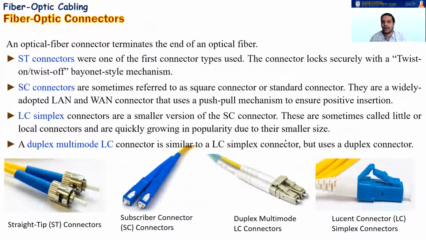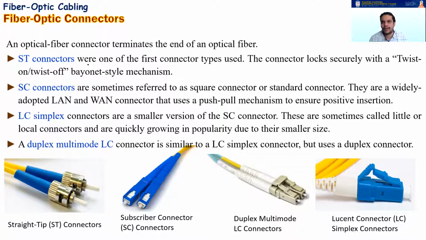So these are the different fiber optic connectors that we are talking about. And if you see, there are primarily four different types of connectors that we use. An optical fiber connector terminates the end of an optical fiber. As I said, the four different connectors are, one of them is the ST connector. We also call it the straight tip connector. SC stands for subscriber connector. LC stands for Lucent connector, and a duplex multimode LC connector. If you see, the differentiation is simple.